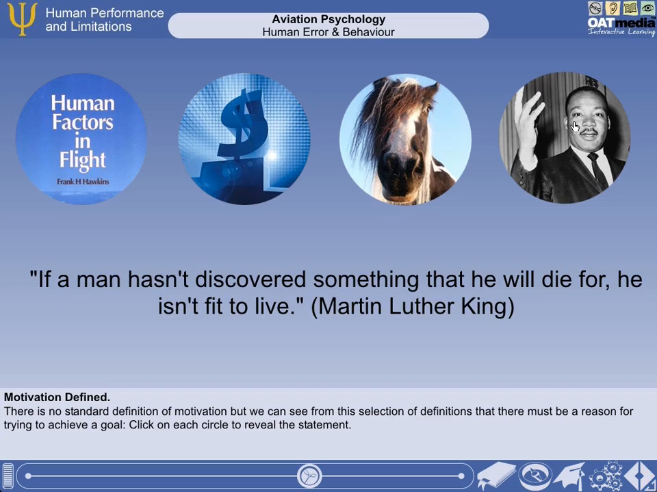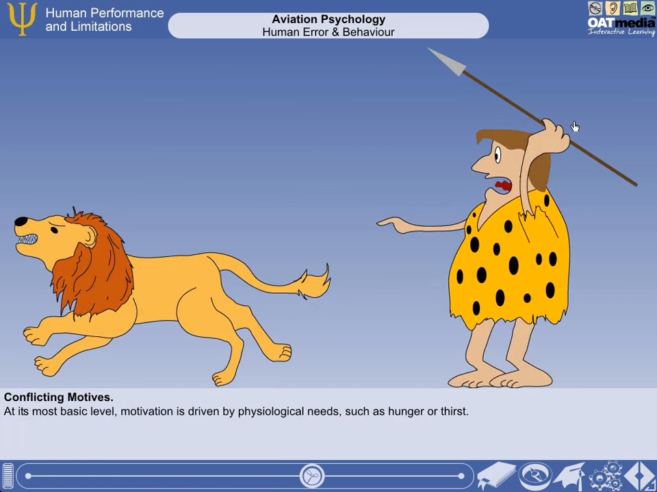If a man hasn't discovered something that he will die for, he isn't fit to live. Martin Luther King. At its most basic level, motivation is driven by physiological needs, such as hunger or thirst.